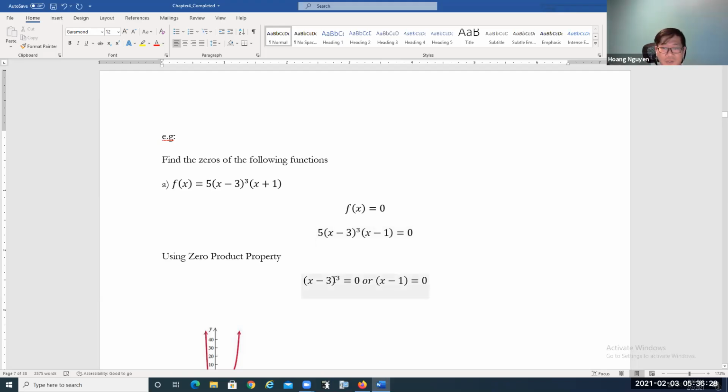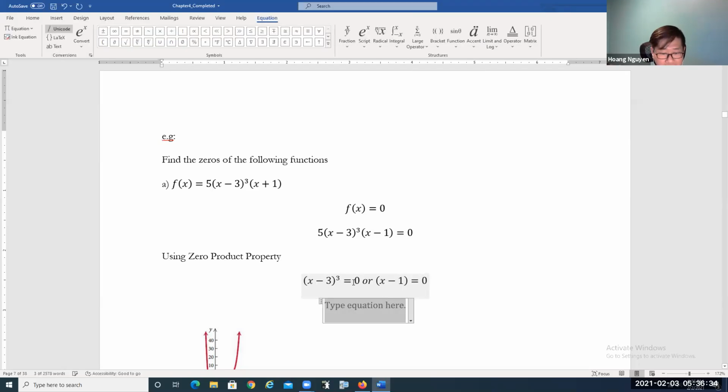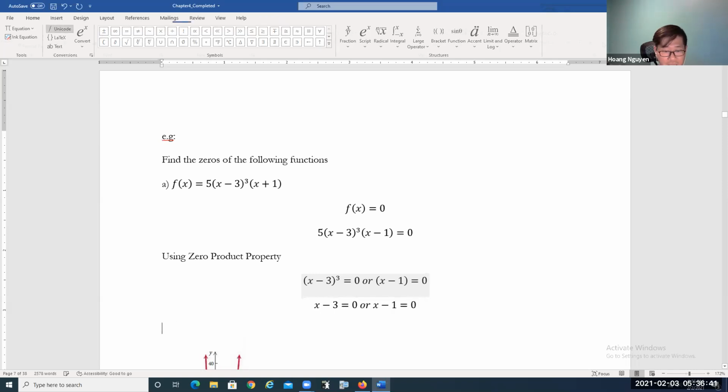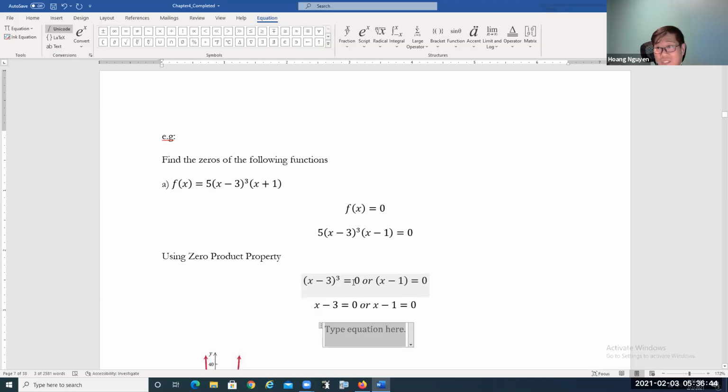So we have x minus 3 equal to 0, so x minus 3 must be 0. Or x minus 1 equals 0. If x minus 3 equals 0, then x equals 3. Or if x minus 1 equals 0, then x equals 1. So we have 2 zeros for this given polynomial function. The first zero is 3, the second zero is 1.